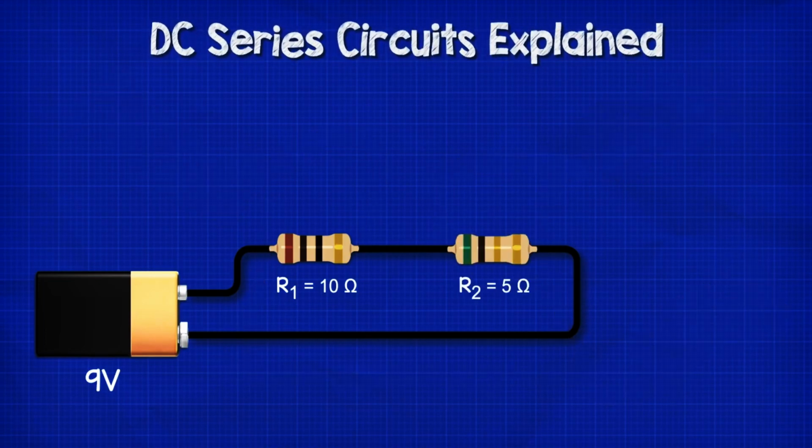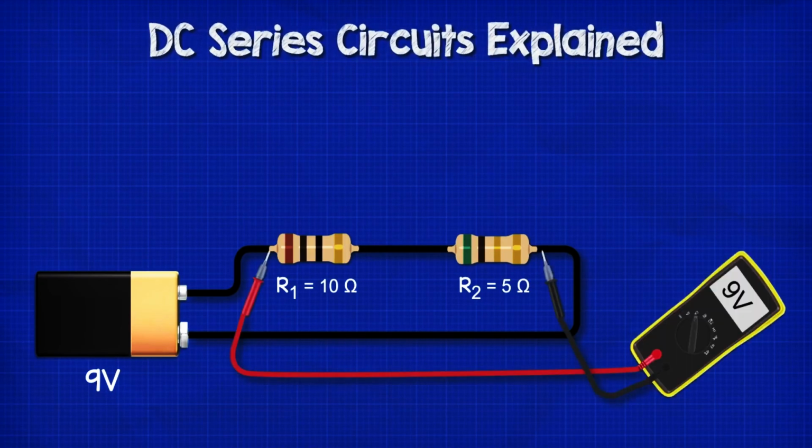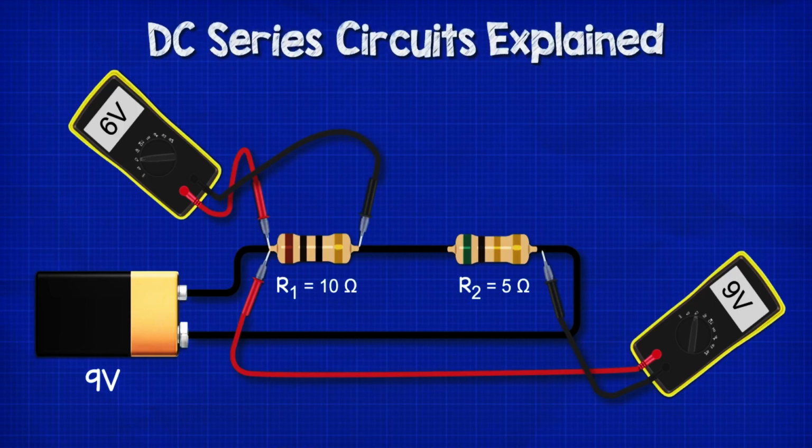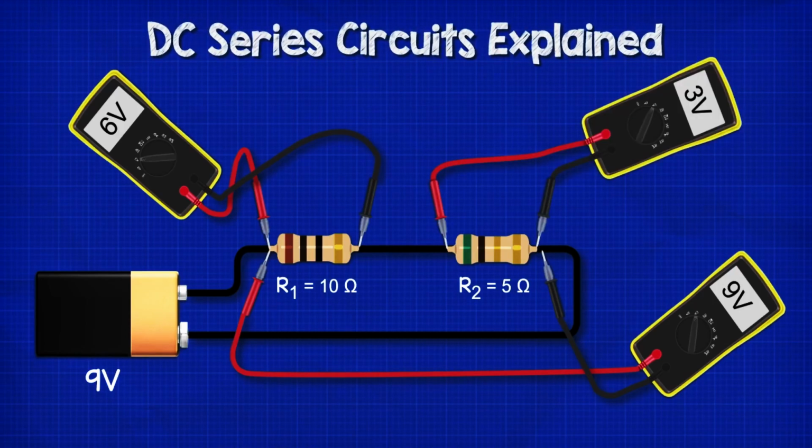If we replace the R2 resistor with a 5 ohm resistor, the total voltage would again be 9 volts, and that's what we see if we measure across the two resistors. But if we measure across the 10 ohm resistor, we see a voltage of 6 volts, and if we measure across the 5 ohm resistor, we see 3 volts. We'll look at why that is just shortly.